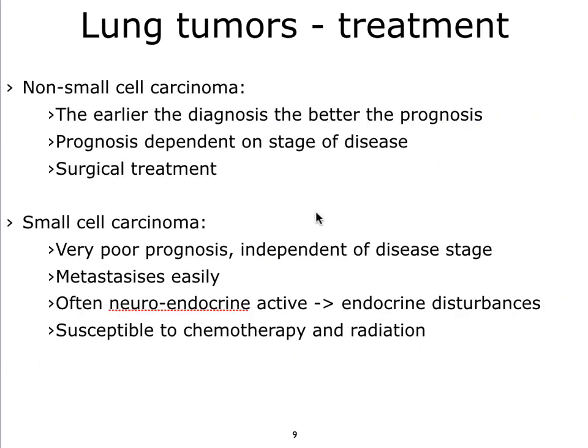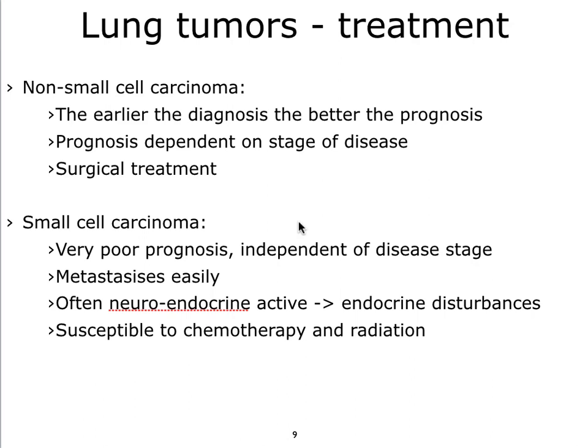So how do you actually treat these lung tumors? Well, for non-small cell carcinoma, the earlier you get the diagnosis, the better, and the only treatment is just getting the tumor out, so surgical treatment. And then the prognosis is dependent on the stage of the disease. So the earlier you find it, the better you're off.